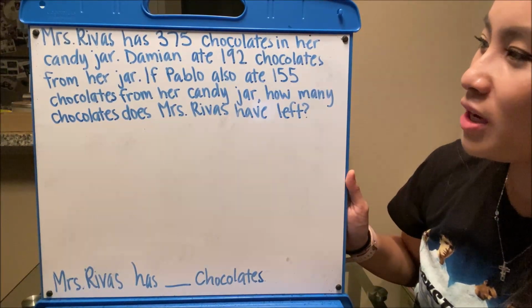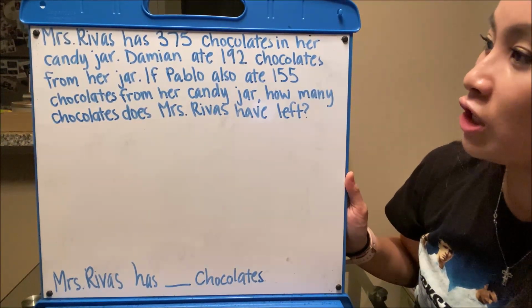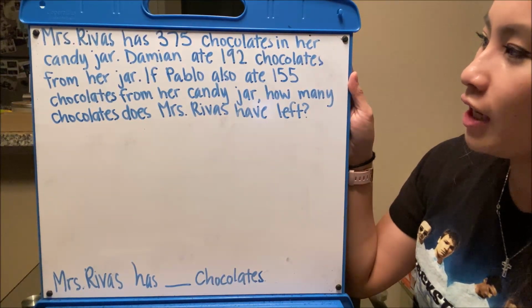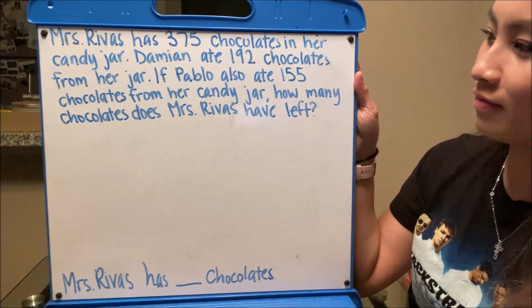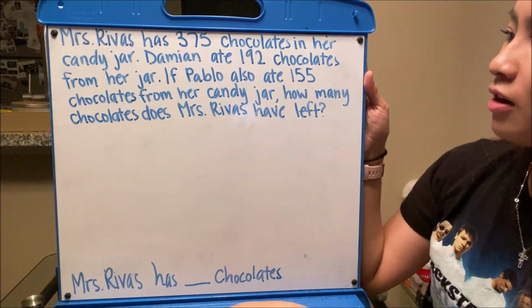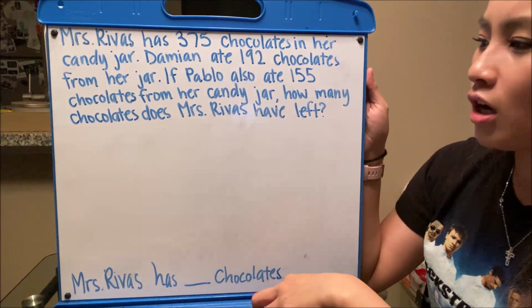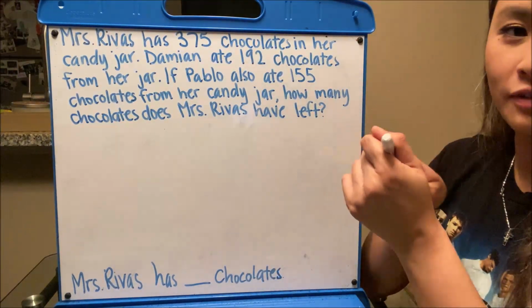All right, let's look at this one together. Mrs. Rivas has 375 chocolates in her candy jar. Damian ate 192 chocolates from her jar. If Pablo also ate 155 chocolates from her candy jar, how many chocolates does Mrs. Rivas have left?